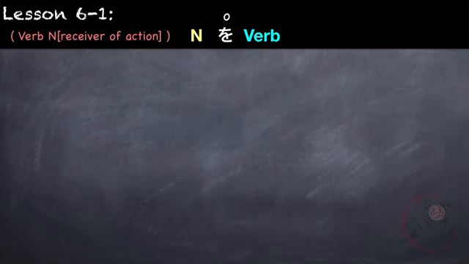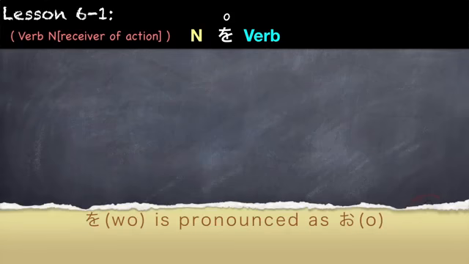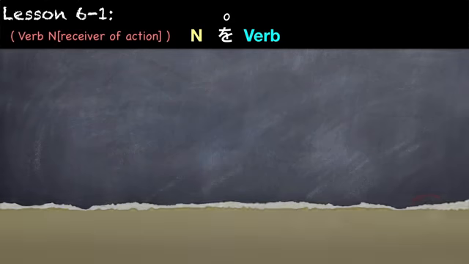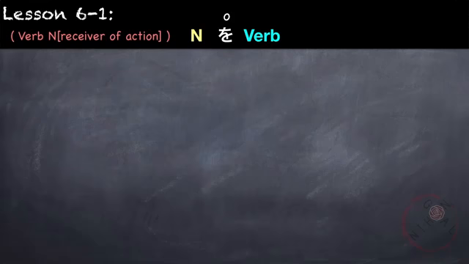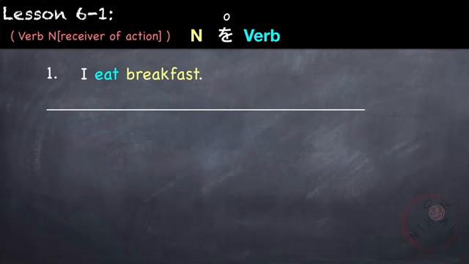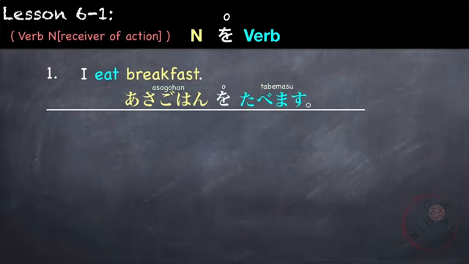The first one is the particle o, noun o verb. So o is pronounced as the hiragana o. This particle is used to indicate the object of the action or the receiver of the action. For example, I eat breakfast. The verb is eat, and the object of the verb is breakfast. Breakfast is asagohan. Asagohan followed by the particle o, and then the verb eat, tabemasu. Asagohan o tabemasu.